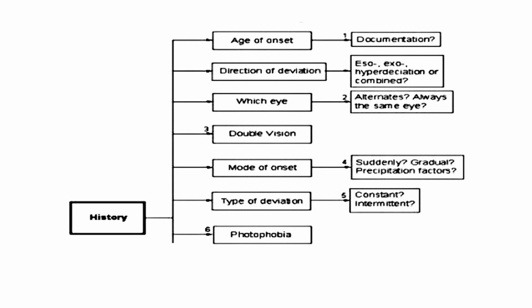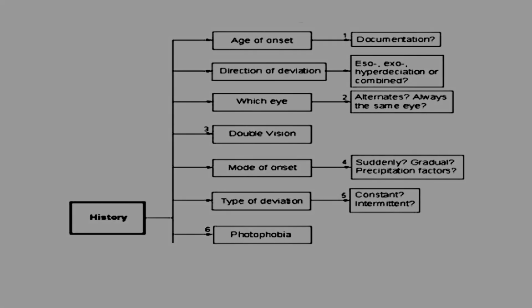And we have to know about the type of deviation. So ask in the history what type of deviation it is. As I mentioned earlier, whether the strabismus or squint is present continuously, static, or comes on and off. So we have to know whether it is a constant squint or intermittent.